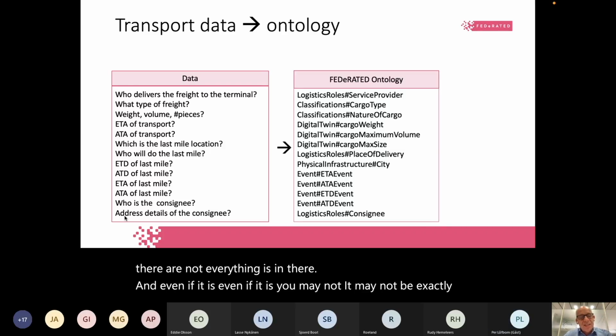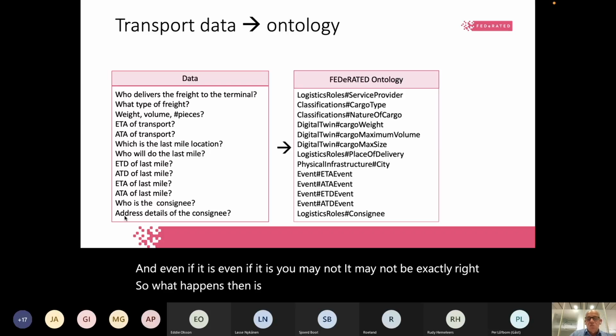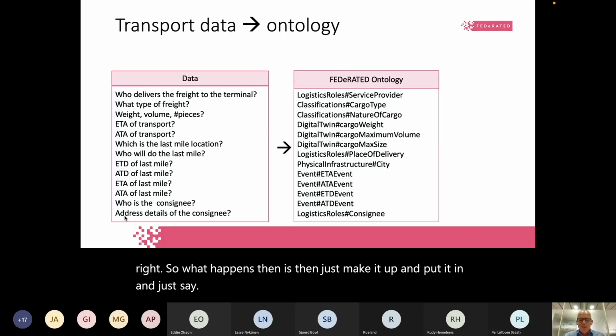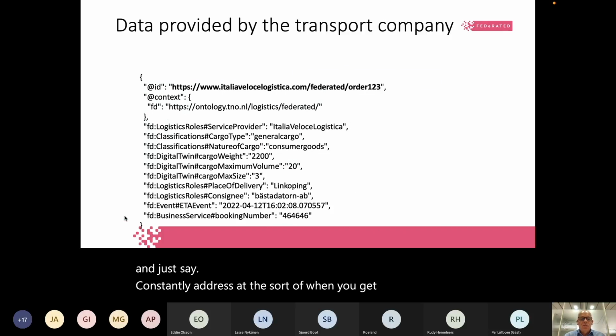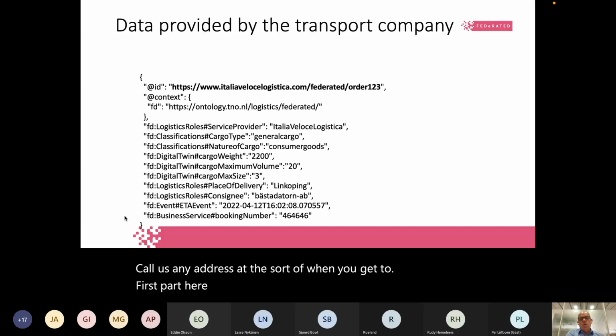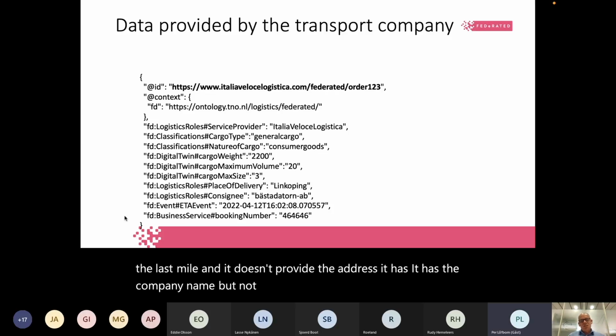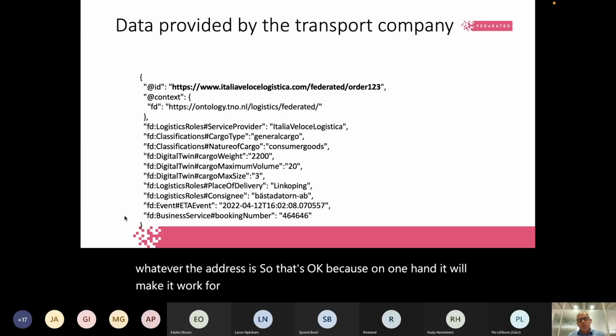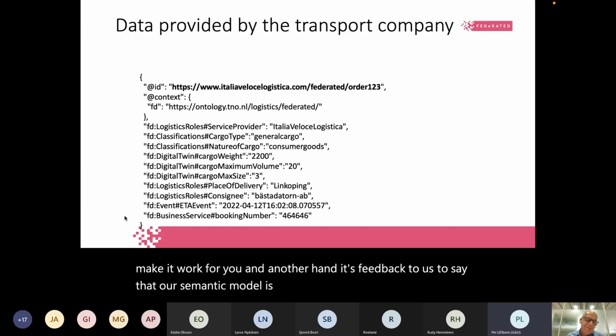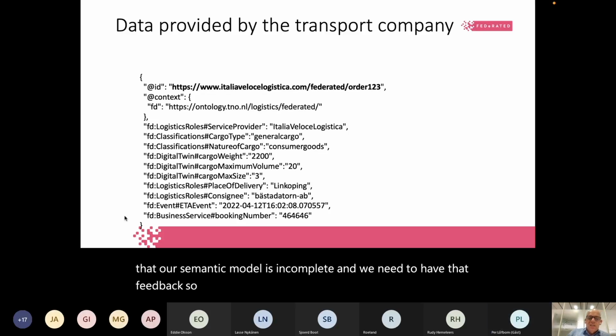So what happens then is just make it up and put it in and just say consignee address. When you get to the first part here, this is the transport company communicating with the last mile, and it doesn't provide the address. It has the consignee name, but not the address. Just type address and then whatever the address is. That's okay, because on one hand, it will make it work for you. And on the other hand, it's feedback to us to say that our semantic model is incomplete. And we need to have that feedback. So it's a two-way process.